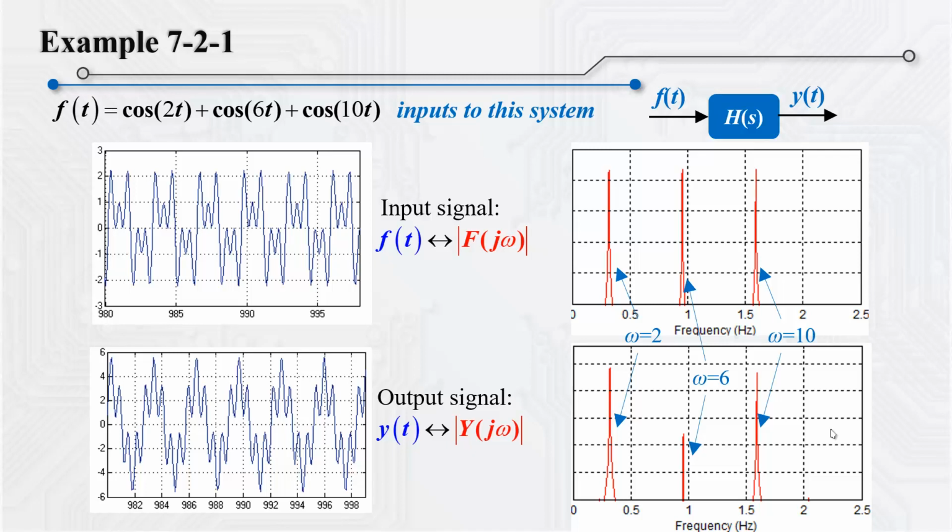This is the spectrum of f of t, which is the spectrum of the signal before passing through the system. It contains 3 frequency components. After passing through this system, the components of omega equals 2 and omega equals 10 remain unchanged, while the component of omega equals 6 is suppressed, or in a sense, removed.